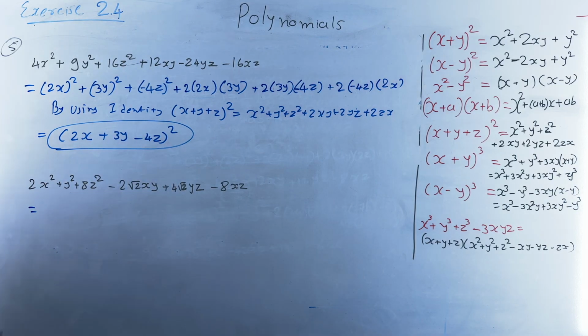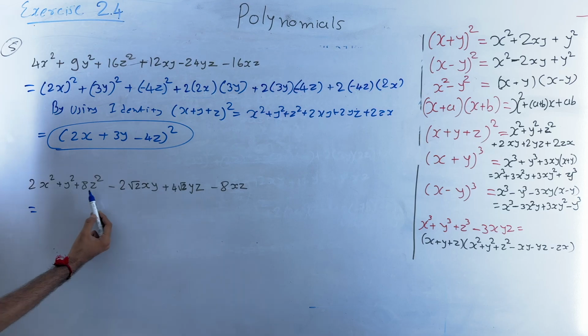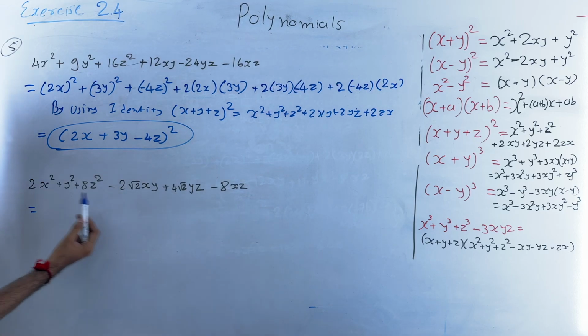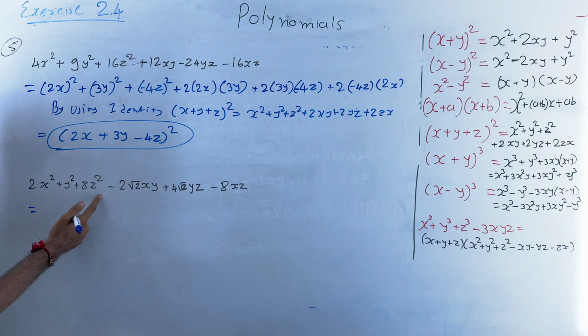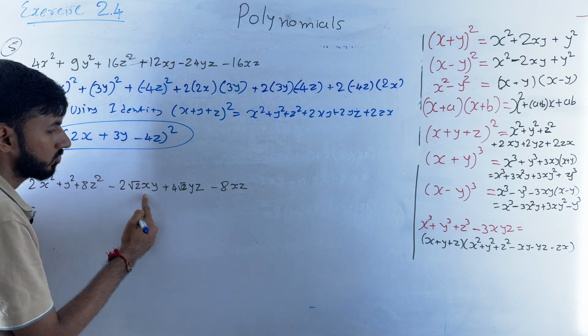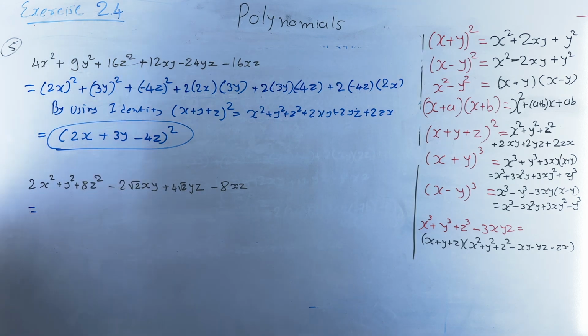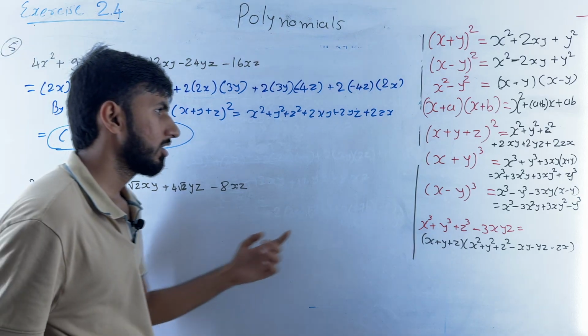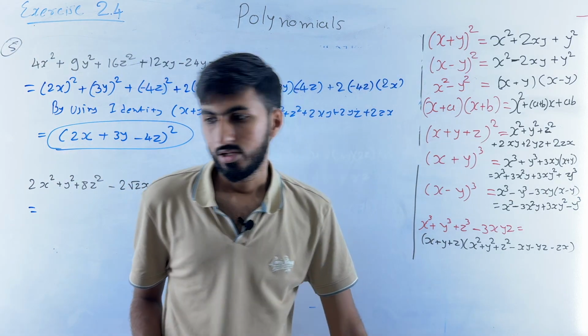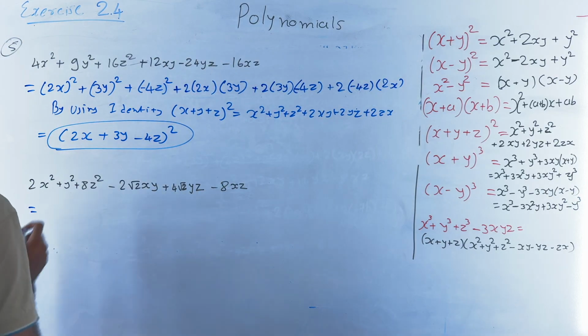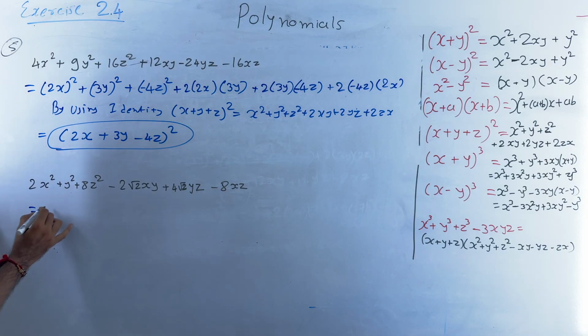We'll do it for the second one, 2x square plus y square plus 8z square, sorry, a 3 term square, then minus 2 root 2xy plus 4 root 2yz minus 8xz. So I have to use the identity only, right? So my first step is square of first term.